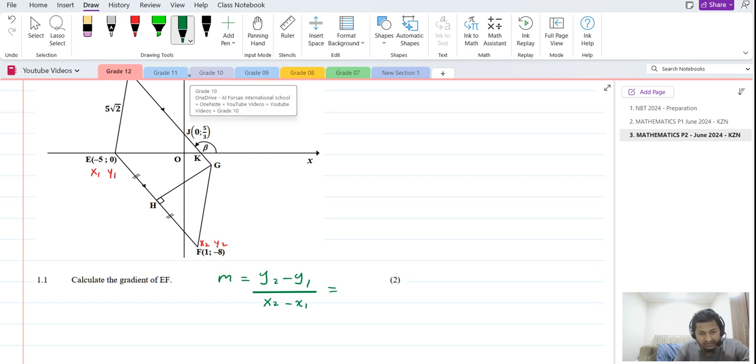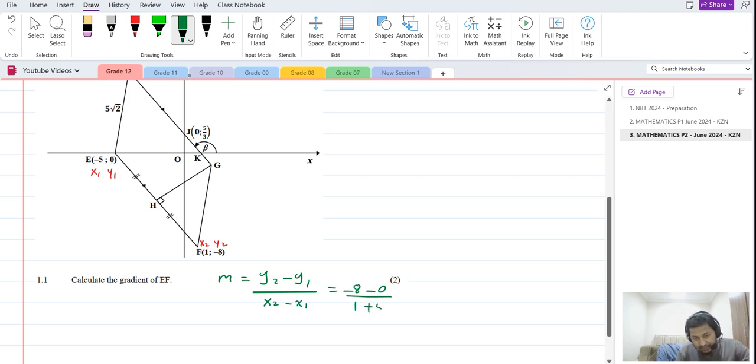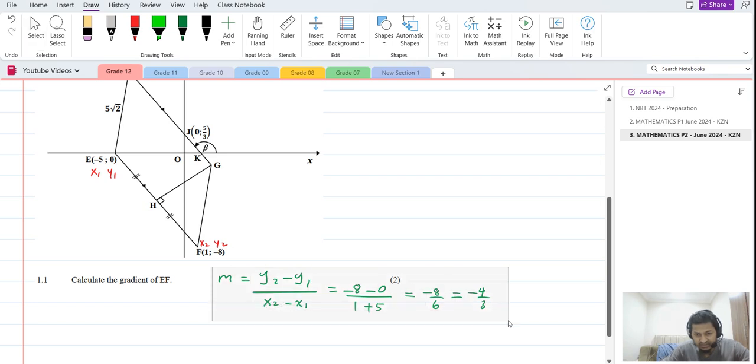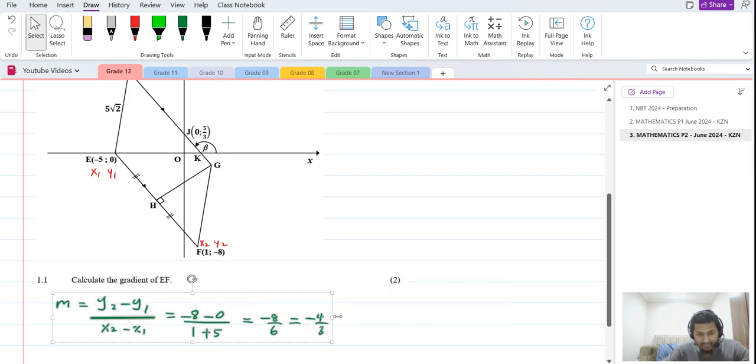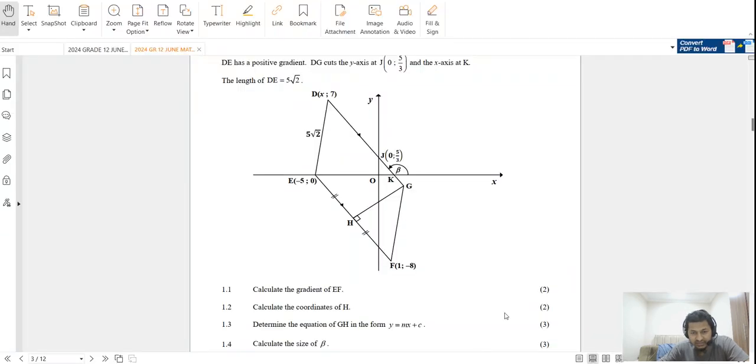Because I'm finding the gradient of EF, y2 is minus 8 minus 0, divided by x2 which is 1 minus 5. Minus minus becomes a plus 5. So our answer is minus 8/6. If you simplify, dividing by 2, you get negative 4/3. That's what we expected, the gradient to be negative, because it is a downward sloping line. Then we can find the equation of the line. Let's see the next question.